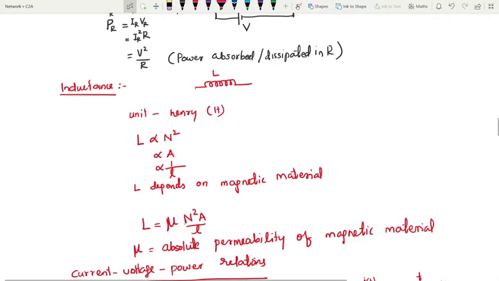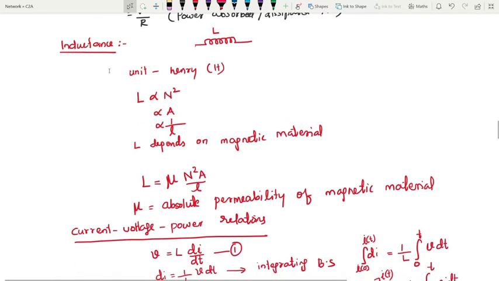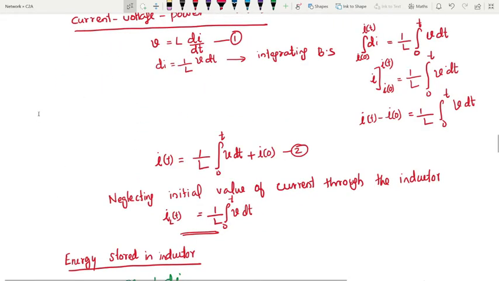Now let's see the current, voltage, power relations in the case of inductance. As I mentioned earlier, an inductor opposes any change in current. This change in current is opposed by generating a voltage. That voltage is known as the self-induced EMF across the coil. So the self-induced EMF in the case of an inductor is V is equal to L into di by dt. So di by dt represents the change in current with respect to time. This is one of the important relations in the case of an inductor.